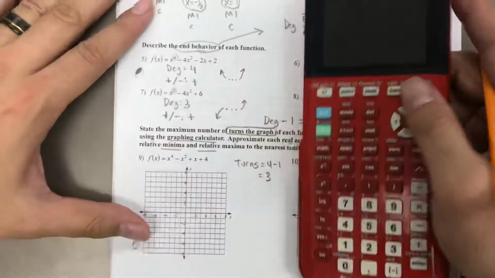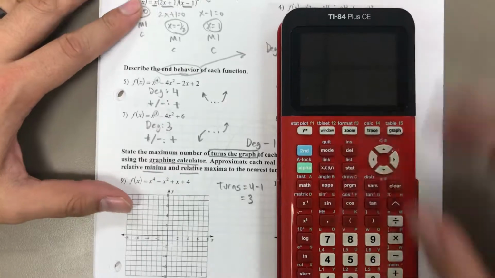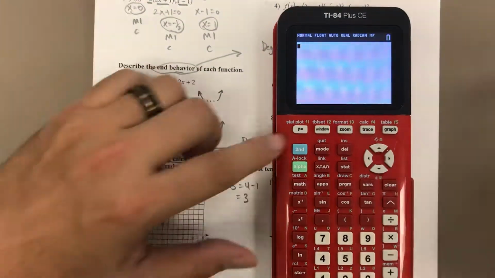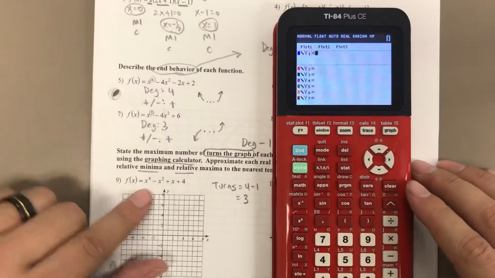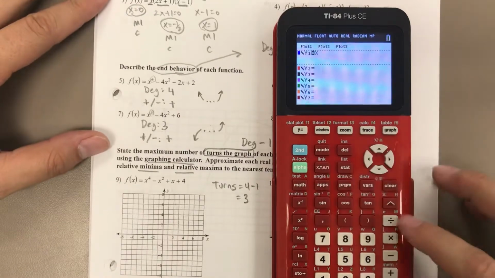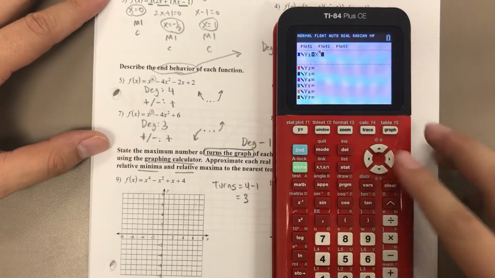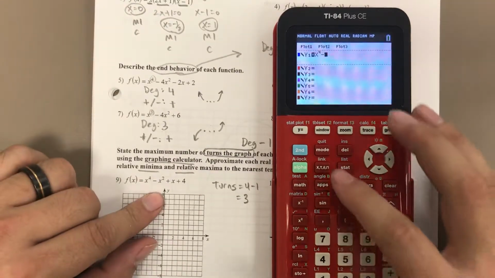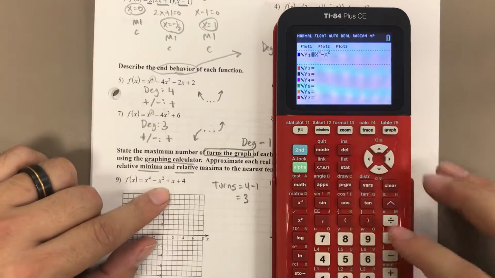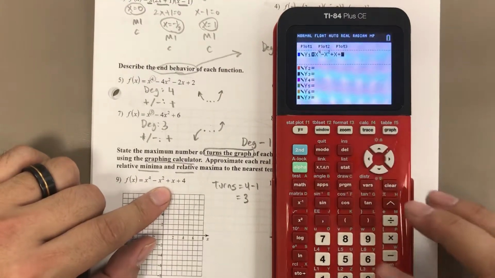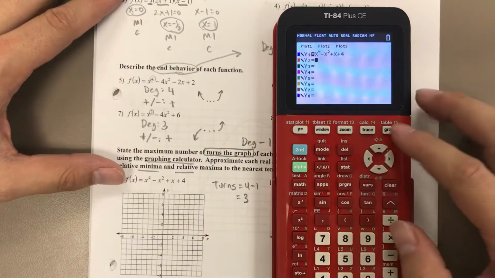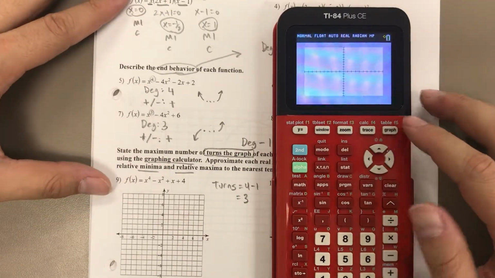All right, so now for some next level graphing on our graphing calculator. So we go to y equals, and we type in that expression, so x to the 4th power minus x to the 2nd power plus x plus 4. Now we're going to graph it out.